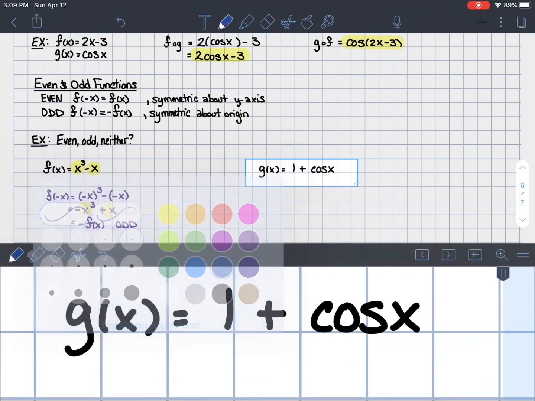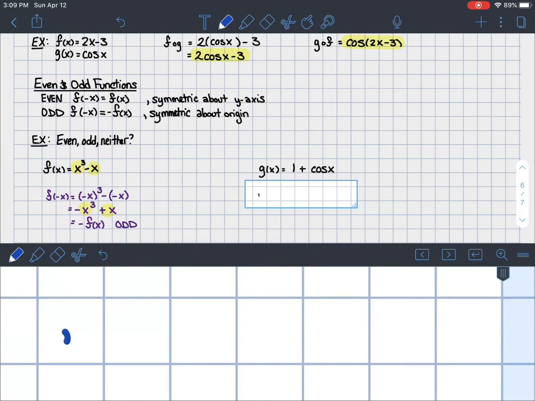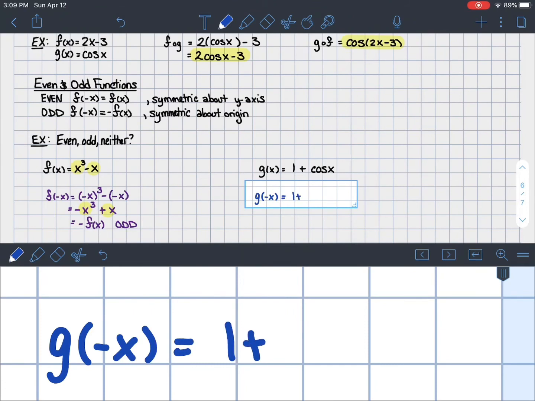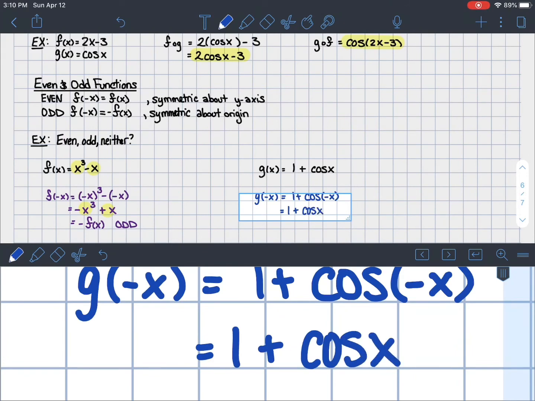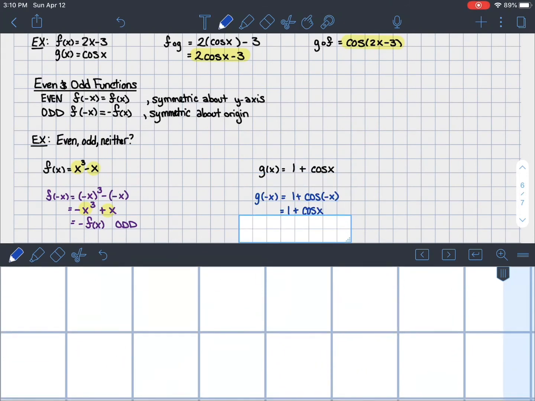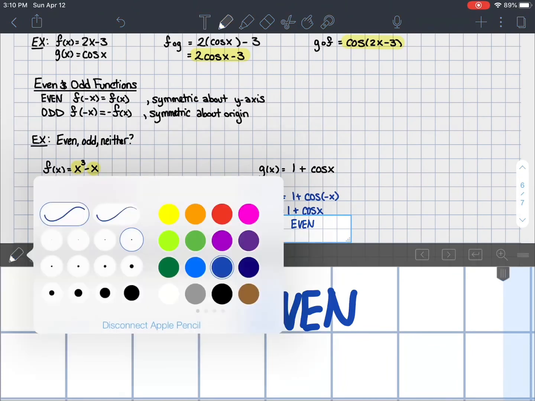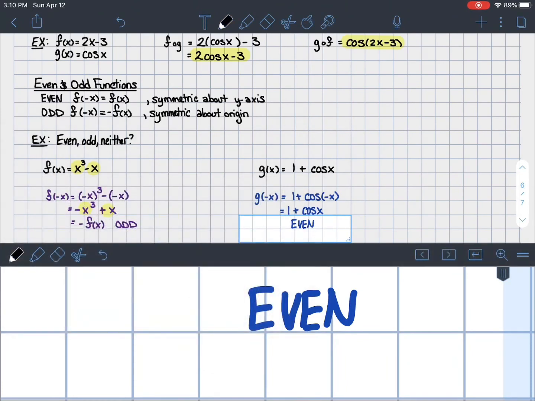For the second example, g is 1 plus cos of x. Again, first you just input negative x, and then you simplify it. When I put negative x in, I'm going to come across a rule here. 1 simplifies to 1, but cos of negative x, a property of cosine is that it is even, and so cos of negative x equals cos x. And this is the same as the original function, so this is an even function.